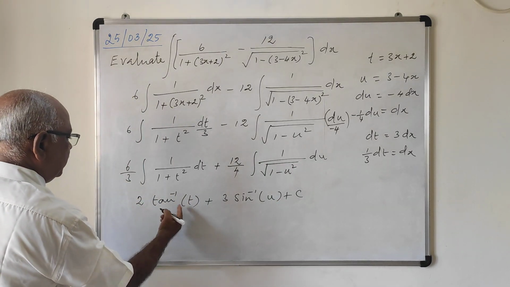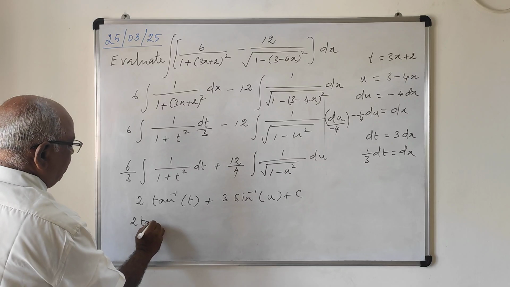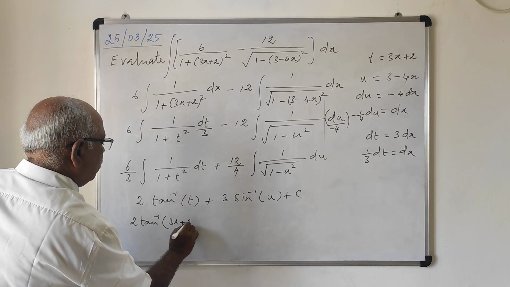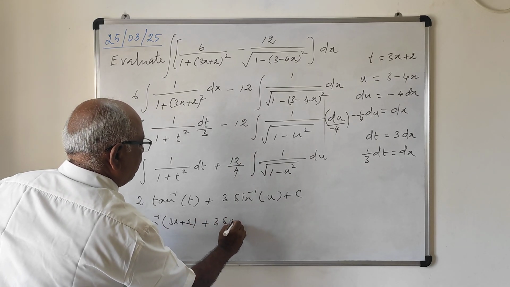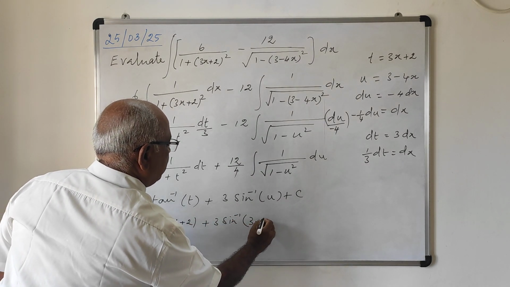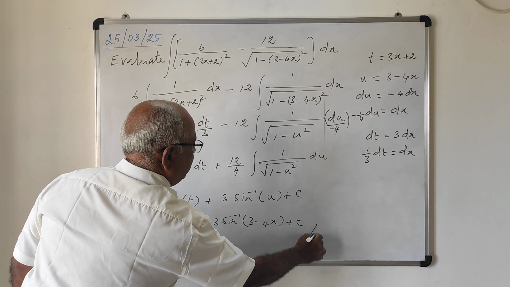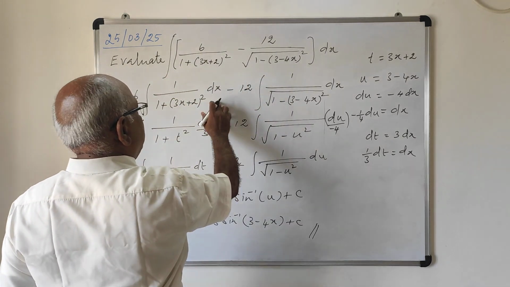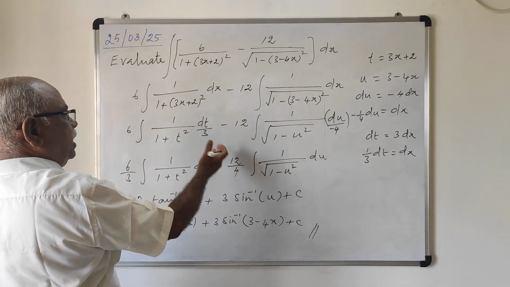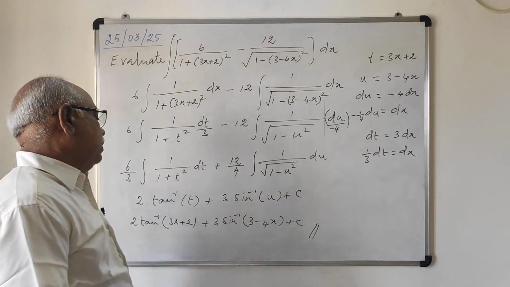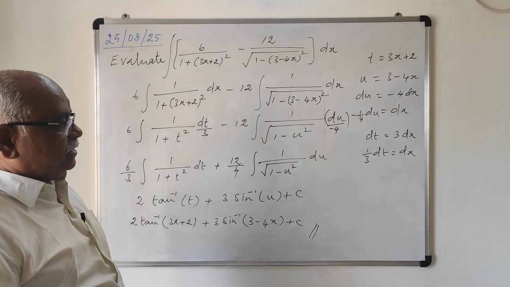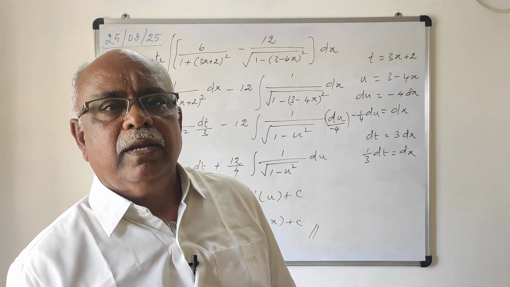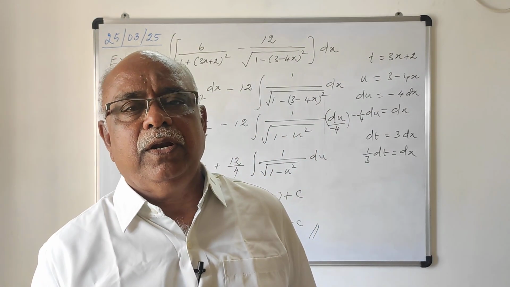So again replace t: 2 into tan inverse of 3x plus 2, plus 3 into sin inverse of 3 minus 4x, plus c. That's all about the problem. So this integral can be split into two integrals, and the two integrals can be integrated separately by giving two substitutions, and thereby we get the result by applying inverse trigonometric functions. Okay, that's all about this problem, and I stop my video here. We will continue in the next video. Thank you.